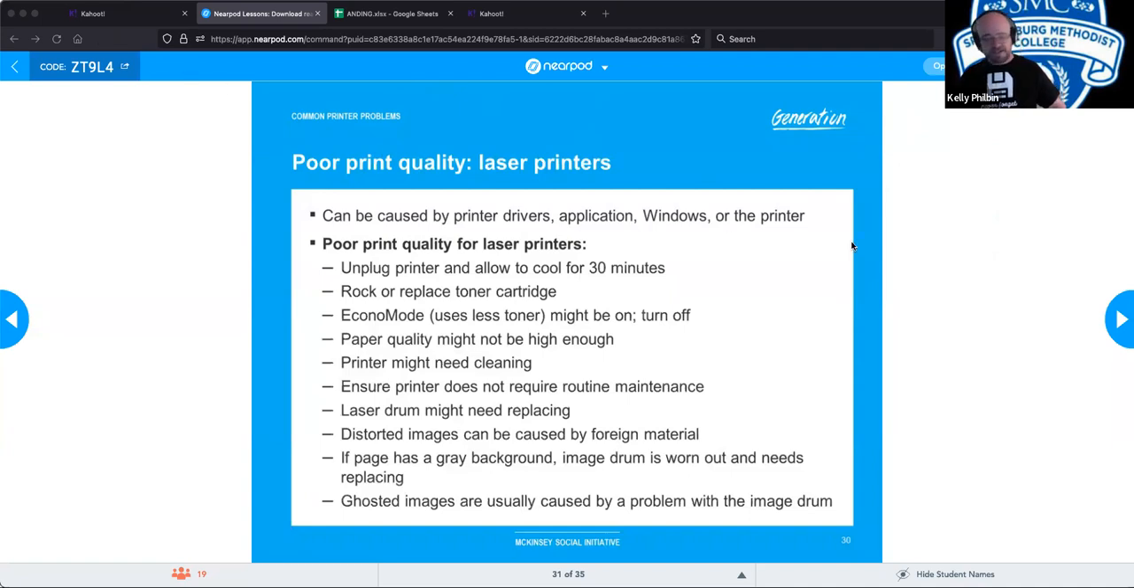So, neat little things that we wouldn't have thought of, but somehow the engineers did. Probably because they got tired of people calling them saying, hey, one of these rollers is dirty, come clean it, and they had to disassemble the entire printer to figure it out. But yes, ghost images are usually a problem with the image drum itself. Gray background is also the image drum being worn out and needing replacing.